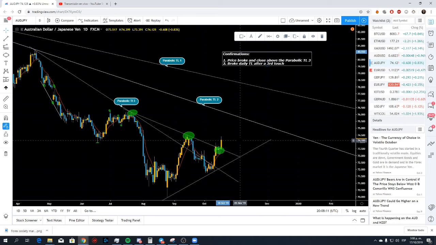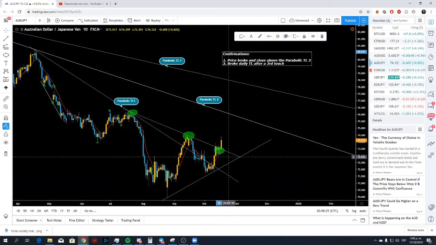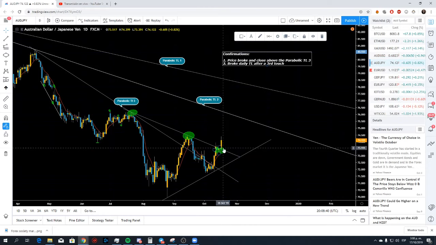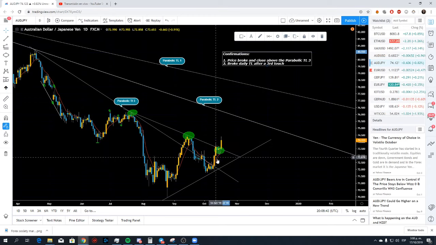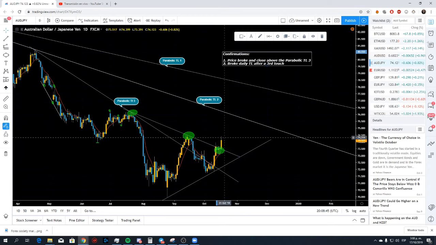So in this case, we are on the third touch. I would love it if it was a fourth touch or fifth touch to this daily trend line, right? But we got a third touch, okay? The more times the price touches the trend line, the more chance you got of a possible breakout of that trend line. But we got a third touch. It's okay, it's good. After that third touch, price broke it.